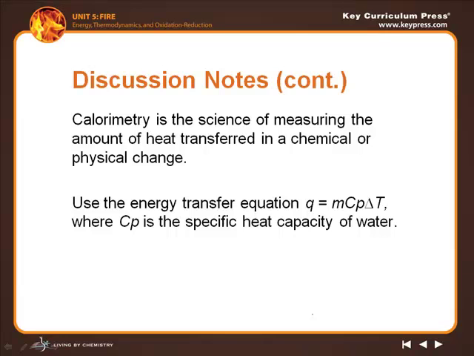Technique called calorimetry. Calorimetry comes from two words, calorie and metry. Metry means to measure, calorie means heat. Calorimetry is to measure heat. You cannot measure heat directly. You always have to get the temperature change, the mass, and the specific heat capacity. We use this equation, the energy transfer equation, the Q equation, and we use water in the calorimeter.